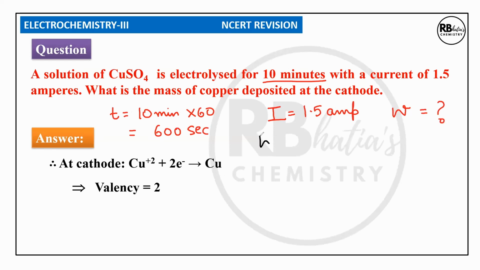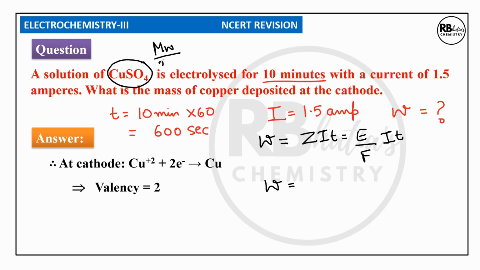The formula we are going to apply here is W is equal to ZIT, where Z is E upon F into IT. So we always know equivalent weight. What is equivalent weight? Equivalent weight is basically molecular weight upon the N factor. And what is N factor here? N factor is based on the total positive or total negative charge. So molecular weight by 2 is going to be equivalent weight. Equivalent weight is molecular weight upon 2 into current is 1.5, time is 600 seconds. Put the molecular weight, multiply and solve.